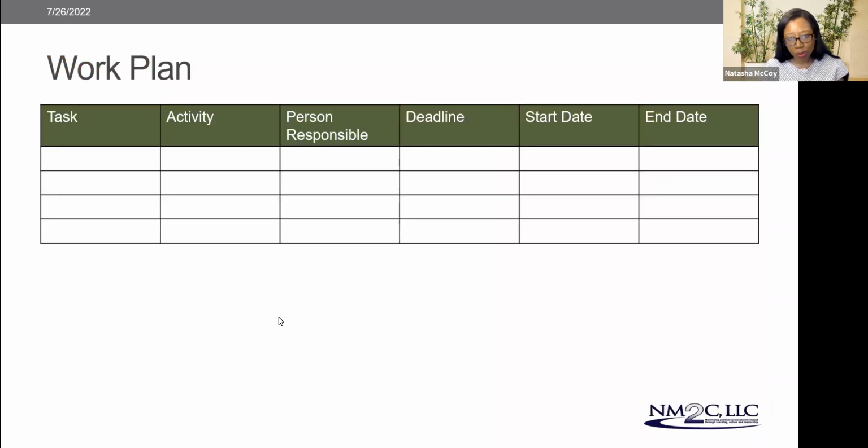So here's an example work plan document. This is just a standard table. People use different formats, but you want to make sure that your work plan addresses the task, the activity, person responsible.